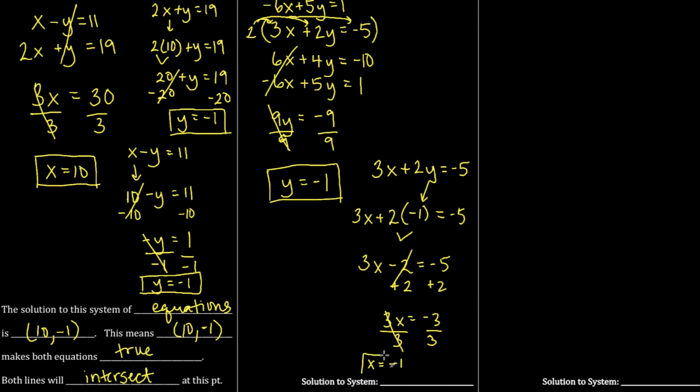So, what a coincidence. Negative 1, negative 1, see? All right, so my solution to my system is negative 1, comma, negative 1. Nice.